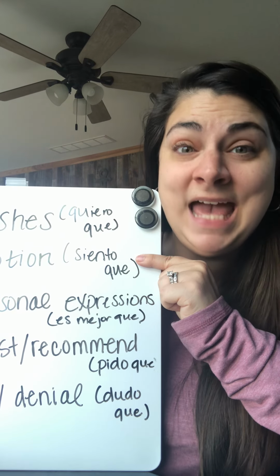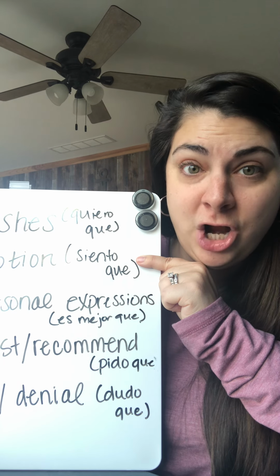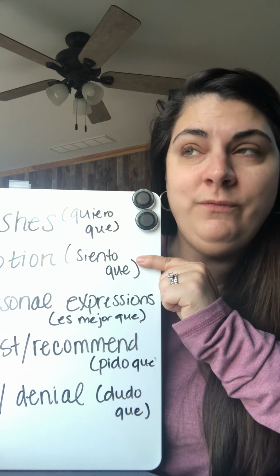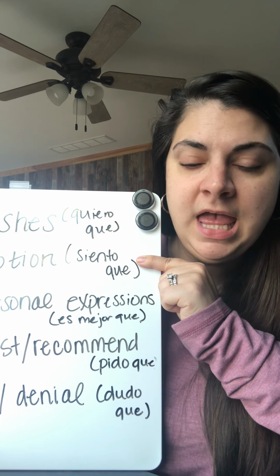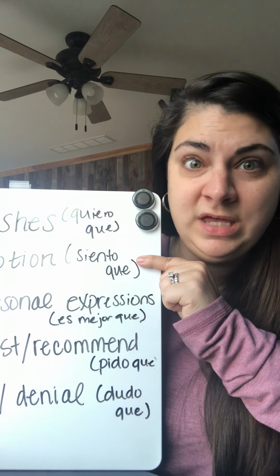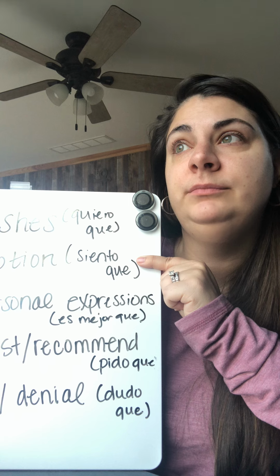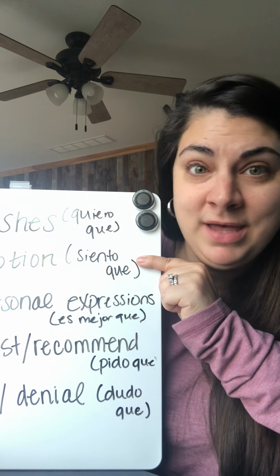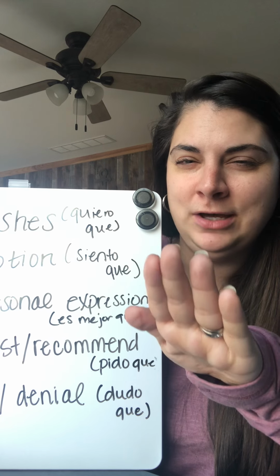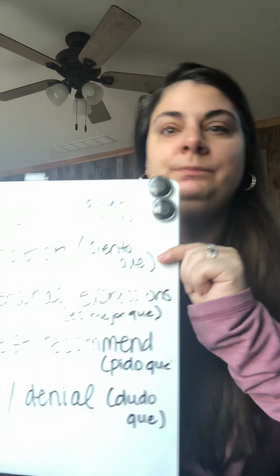Another one could be temo que. The verb temer is to fear. So if you say temo que, that could say, I fear that. Temo que mis estudiantes no estudien mucho, okay? I fear that my students don't study a lot. I'm not talking about you all, just an example. But that would be an example of emotion.